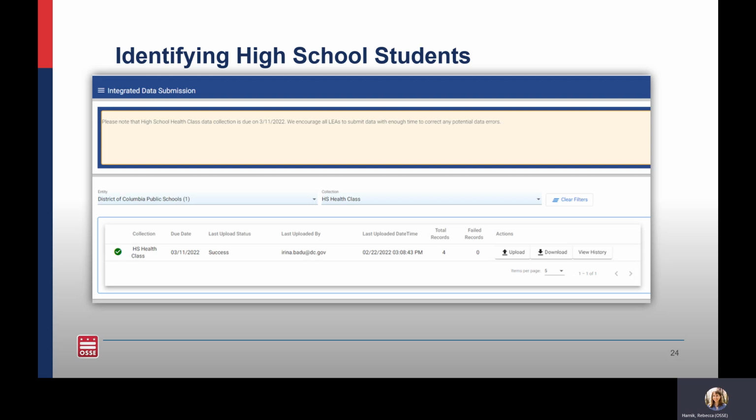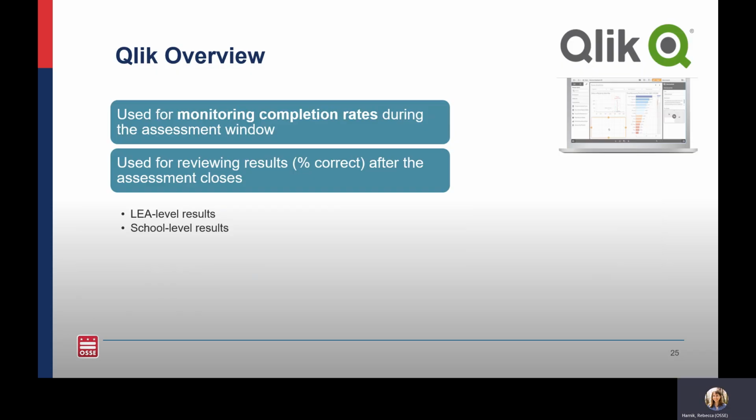For LEAs specifically serving high school grades, this particular task can be disregarded for only middle or elementary school LEAs. We will identify high school students who have been enrolled in a health class at any point during the 2021-2022 school year and are therefore required to take the HPEA using this integrated data submission tool. The IDS user guide is available on the HPEA webpage. Once you've logged into this tool, you can download the template for high school students by clicking the download button. When you've populated all content, click Upload to share the student data. If any errors are identified, the tool will share that information and a second upload can take place. Now I'll provide an overview of Click.